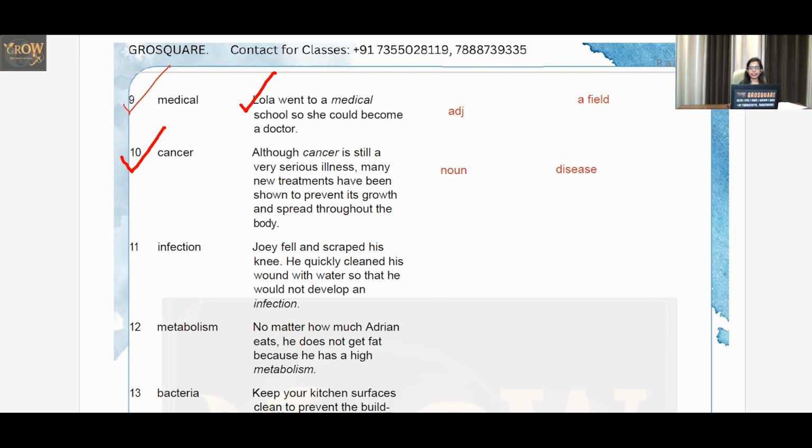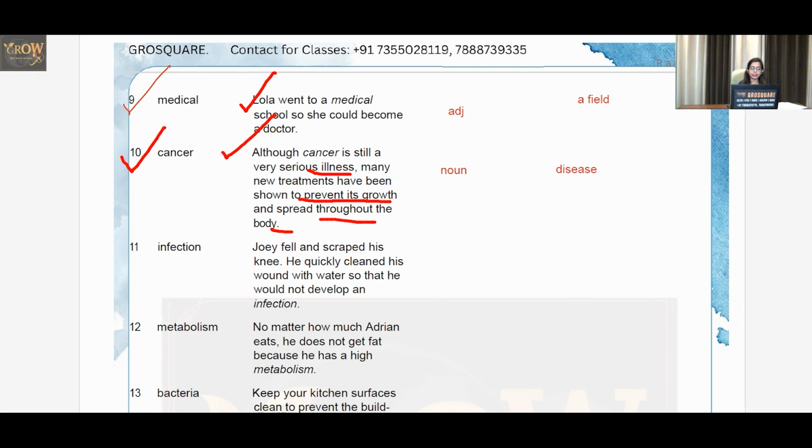So they are saying that although cancer is still a very serious illness, many new treatments have been shown to prevent its growth and spread through the body. Prevent means रोकना. दो मीनिंग्स होते हैं प्रिवेंट के, या तो बचाना या रोकना. ठीक है, so this is what we have said, that although that means चाहे cancer is still a very serious illness, right? Many new treatments have been shown to prevent its growth and spread throughout the body.